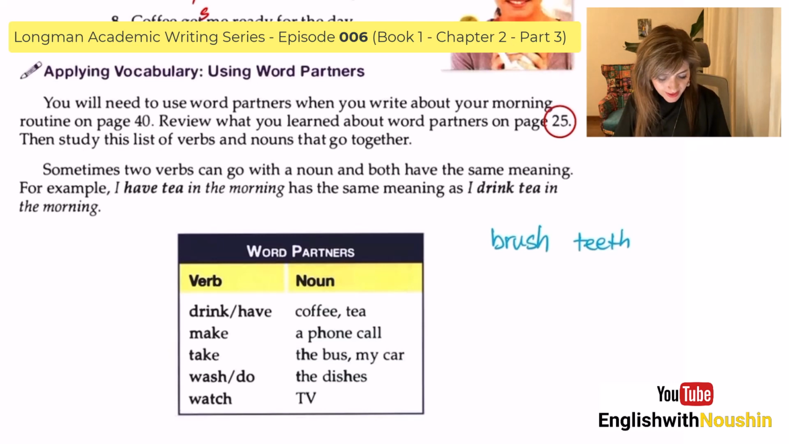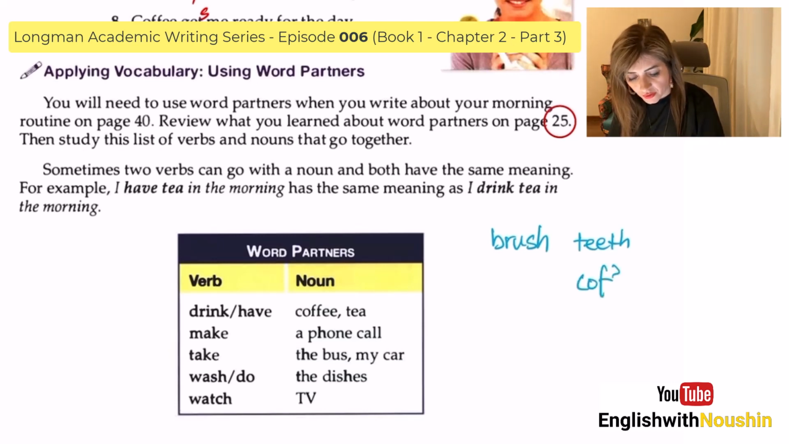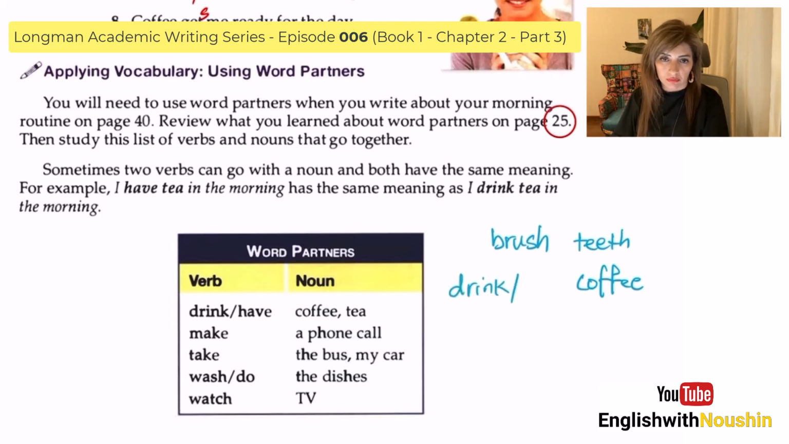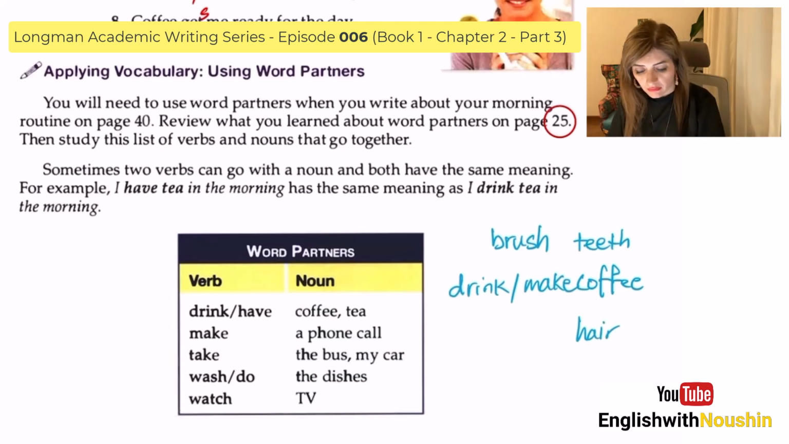Brush. What about, for example, coffee? What's the verb that goes with coffee? What do you do with coffee? Drink. But before you drink it, what do you do? Make. Good. For example, my hair. If I've got messy hair, what do I do? It starts with an S. Fix my hair.